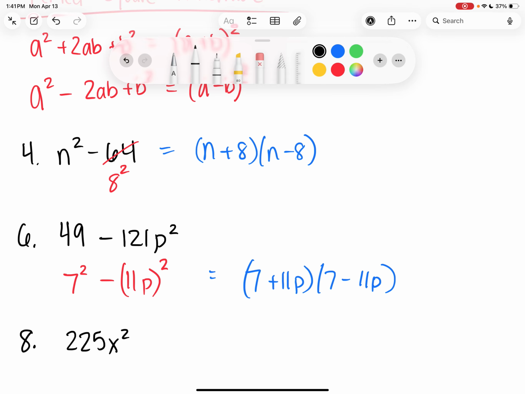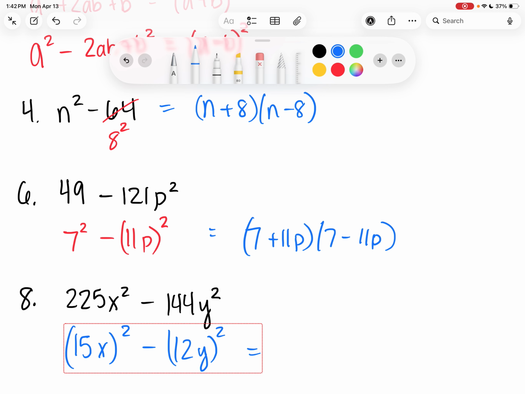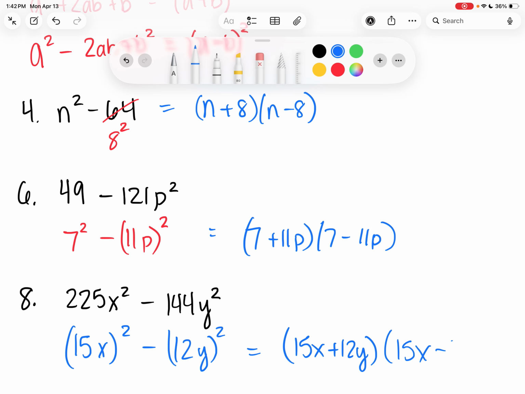Now, number 8, 225x squared minus 144y squared. What's the 15 and 12? So this would be 15x all squared minus 12y all squared. So then this is going to become 15x plus 12y times 15x minus 12y.